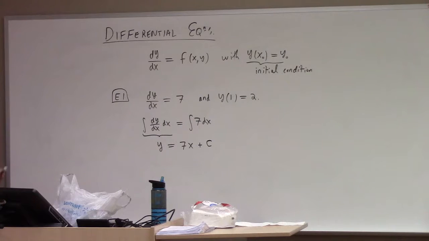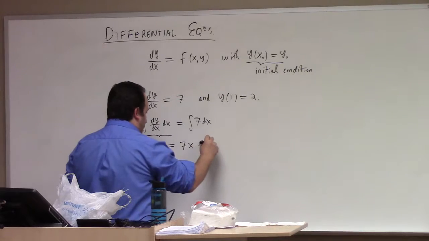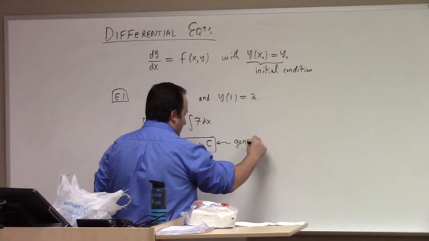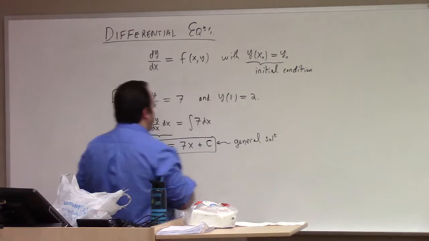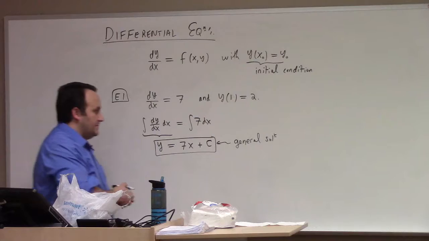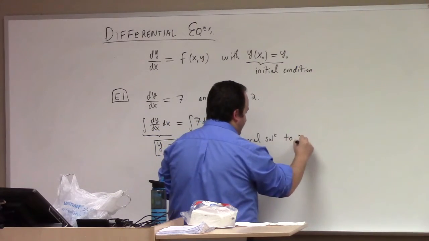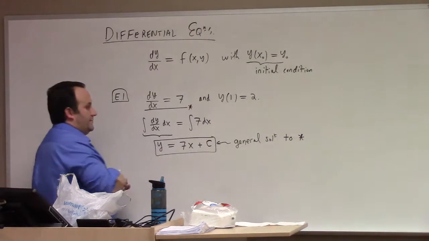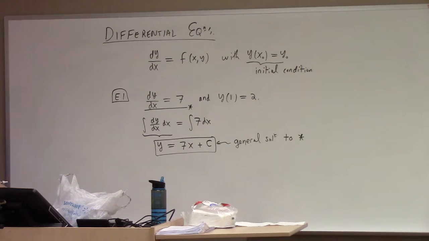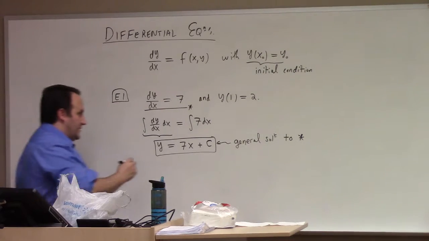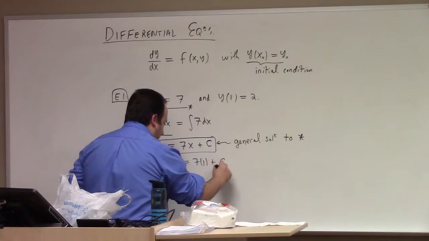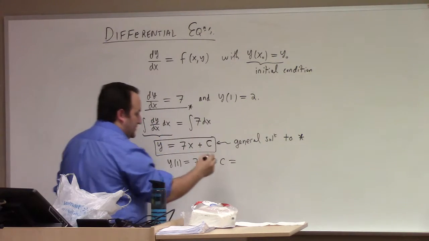All right. And then what? Well, that would be this right here. If I was to box this, this would be what's called the general solution. I'll give it a name, star. Now, how do we solve the initial value problem? We just have to fit the data, right? Plug in 1. So y(1) is equal to 7 times 1 plus c. And that's supposed to be equal to 2. That's given, right?